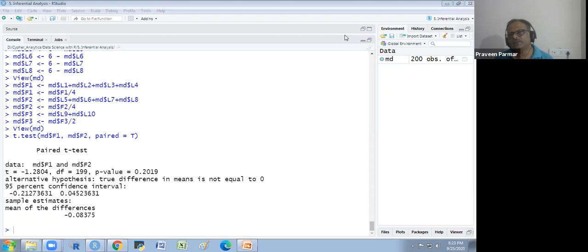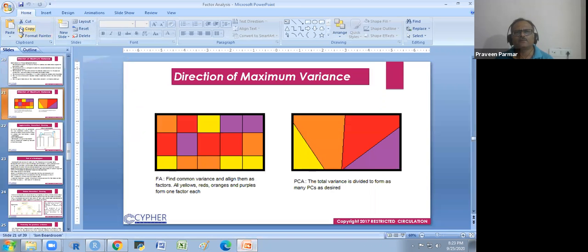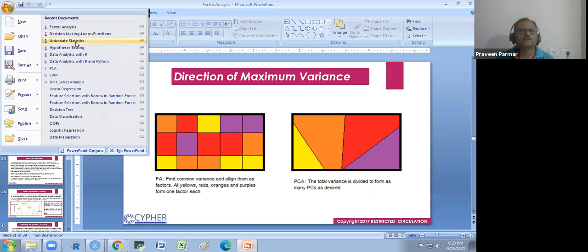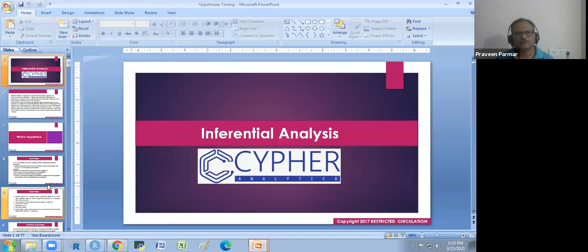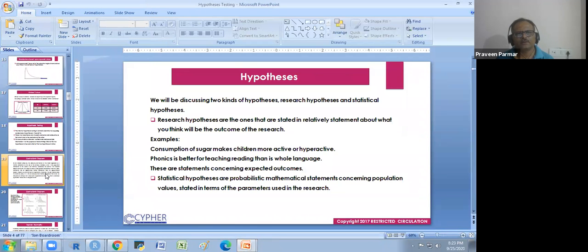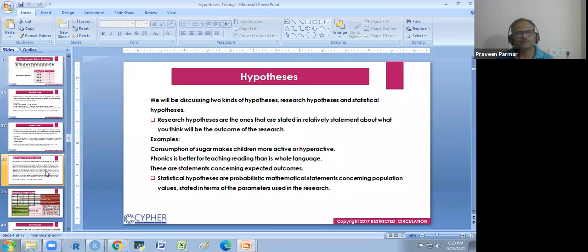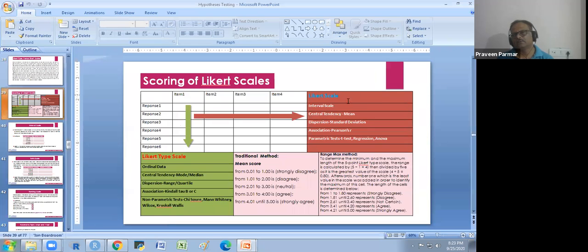So in this way, we take the mean score. I explained that in the inferential analysis, in hypothesis testing, this technique I have explained. So it is a Likert type scale, and then we take the score of this. I have given the example of this also. We took some number here, and it is now the interval scale. Okay.